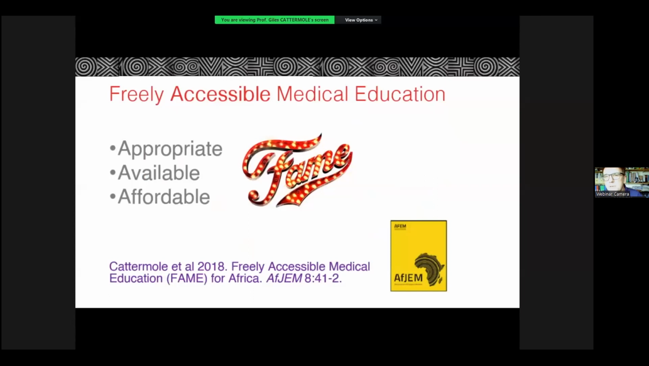And it doesn't have to be free. It needs to be affordable. Providing free stuff is often a luxury for rich people. If my Rwandan colleagues produce educational material, they need to be paid for it. They don't have the luxury of just producing stuff for free, which, let's be honest, many of us do in UK or Hong Kong. So freely accessible means appropriate, available, and affordable.